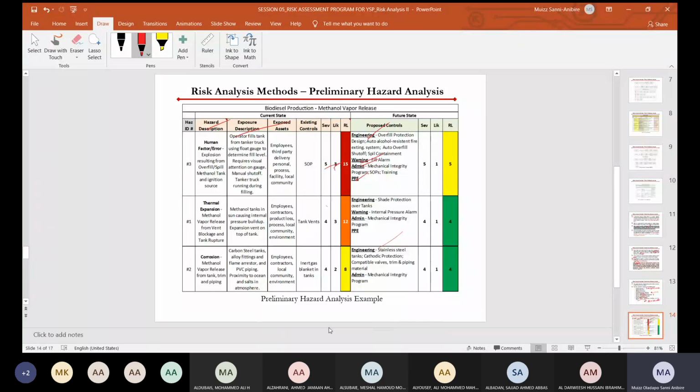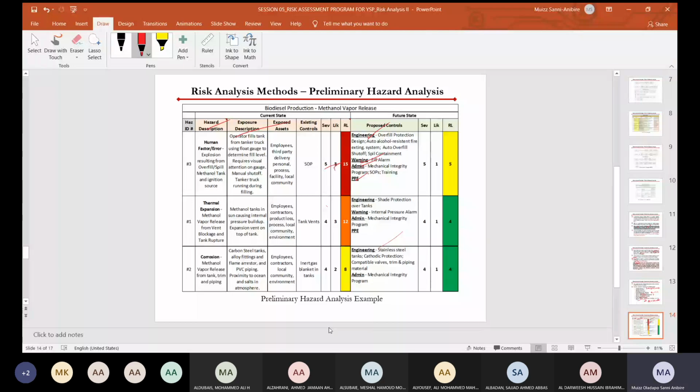Similarly, you can say the same for thermal expansion, which is an engineering problem. The risk is orange, that is 12. To try to reduce it, we have various strategies: engineering, warning, admin, and I gave you 4. So 4 by 1 is 4.